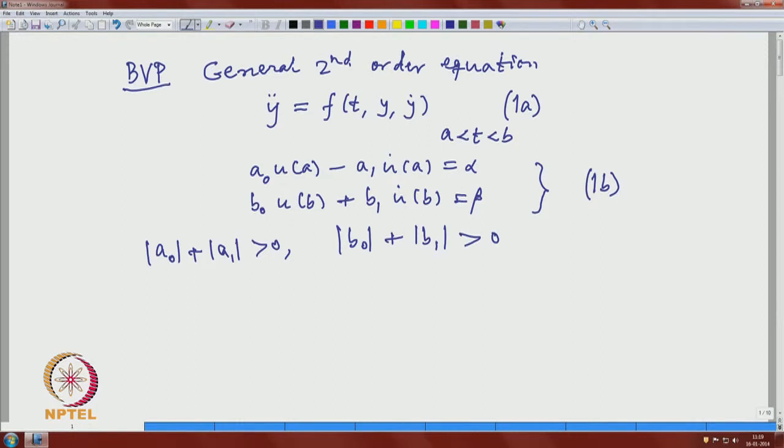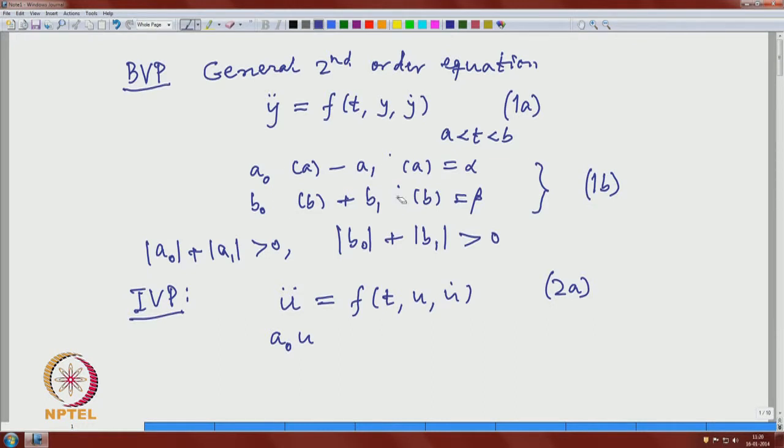A formal approach to a solution of this boundary value problem, 1a and 1b, totally called 1, was through an initial value problem, discussed this last time: u double dot equal to f of t, u, u dot. Call it 2a. And now, we impose conditions on u and u dot only at t equal to a. So, this is not u, this is y. a 0 u(a) minus a 1 u dot(a) equal to alpha. So, there is no change in the first condition.